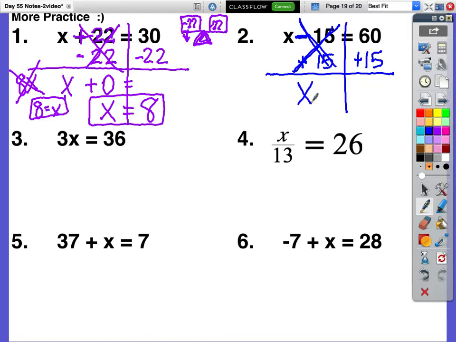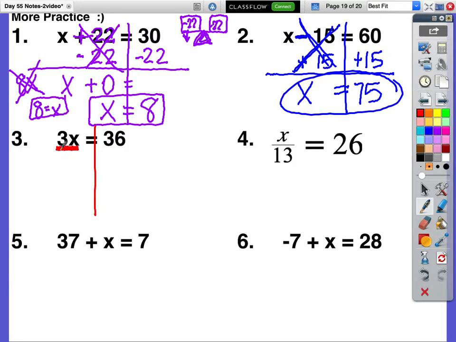The only thing that is left on the left side is an x. Our equal sign is still there. And if we say 60 plus 15, you should get 75. So x equals 75 is your final answer on that one. Number 3, we've got 3x equals 36. Draw your line.